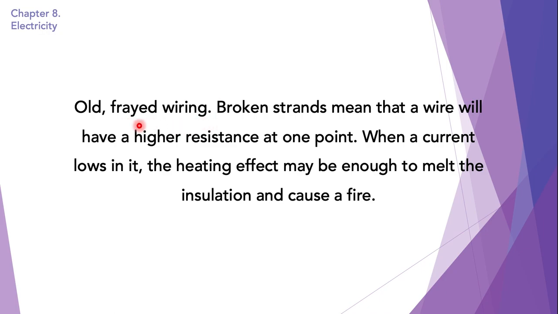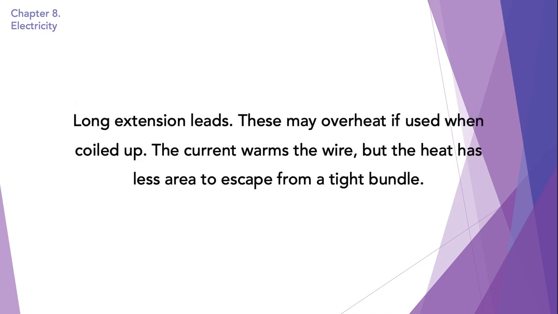Then we have long extension leads. These may overheat if used when coiled up. The current warms the wire, but the heat has less area to escape from a tight bundle. So that is why we keep the wires long and open, so that even if the current warms the wire, the heat has area to escape.